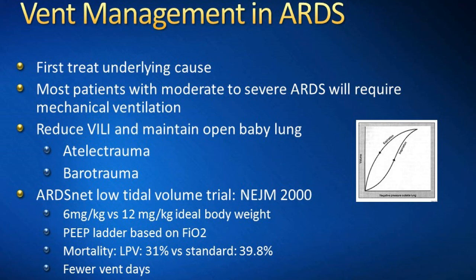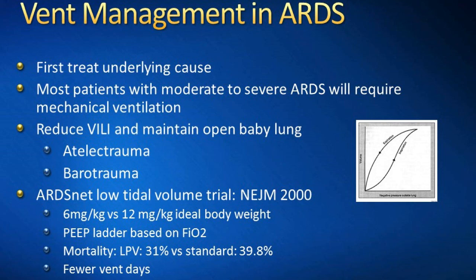And what is LPV? It's about 6 to 8 mL per kg of ideal body weight. That's the tidal volume that you're aiming for, and then using a PEEP ladder based upon your FiO2. If you want to look at it, it's pretty readily available, to see how our PEEP ladder and FiO2 match up.